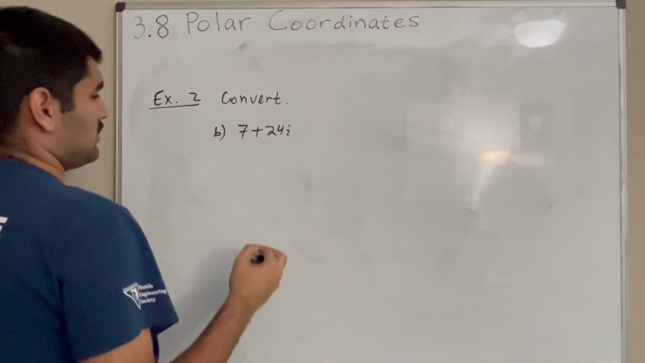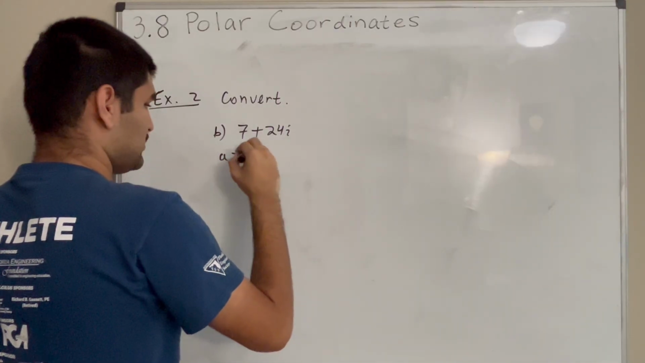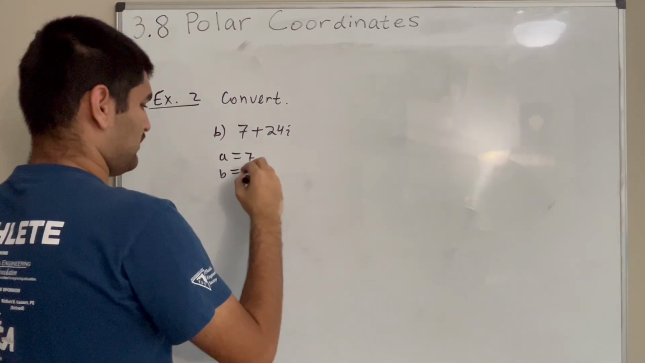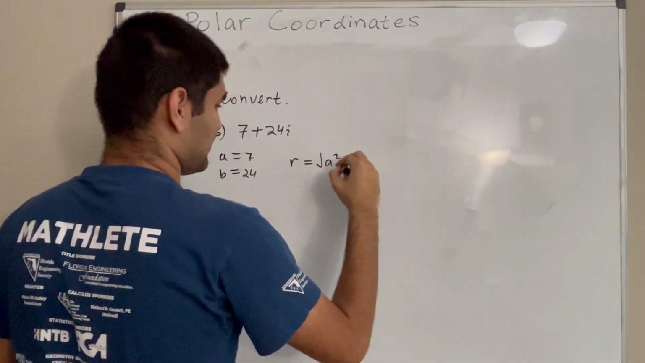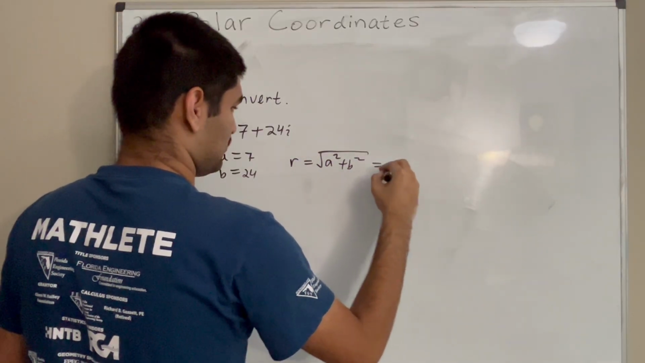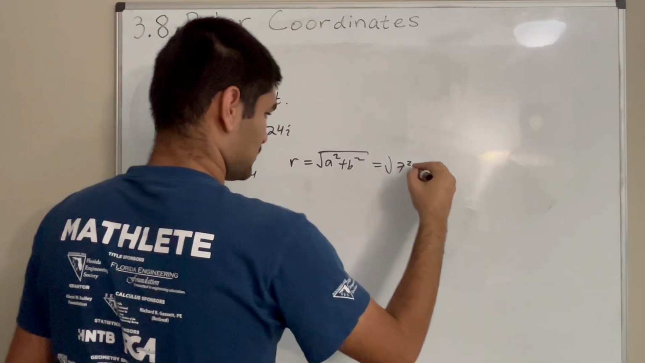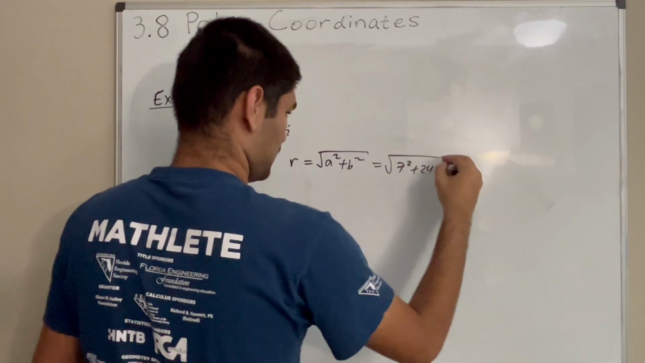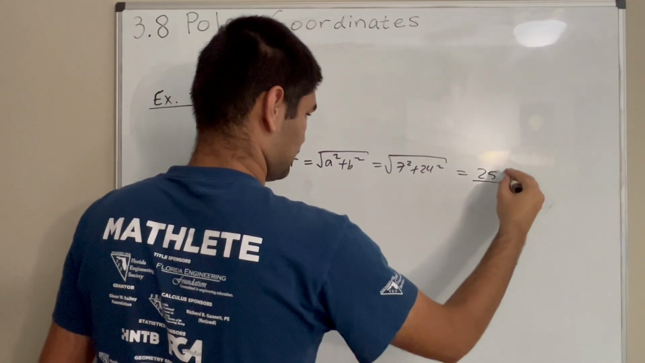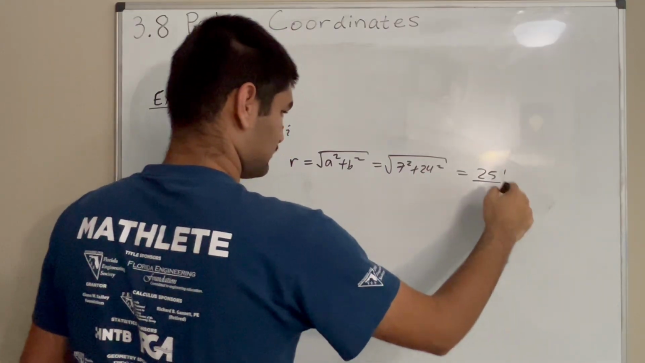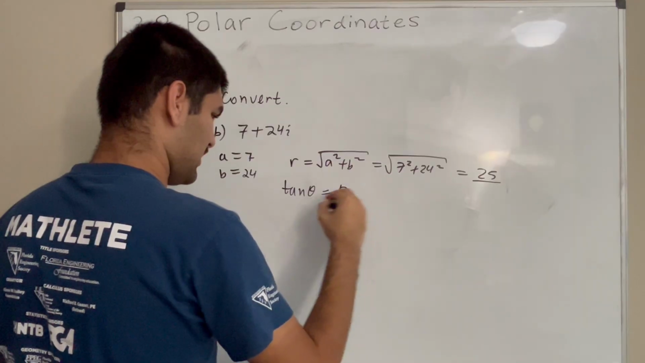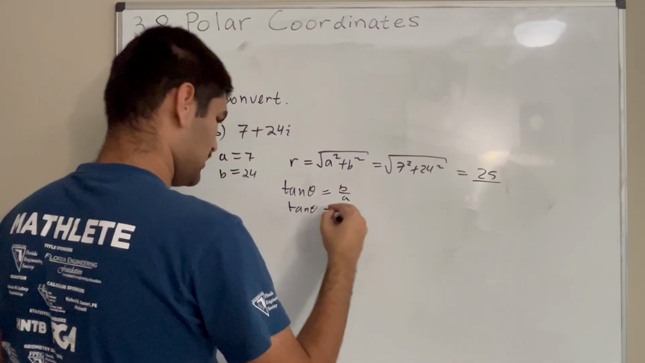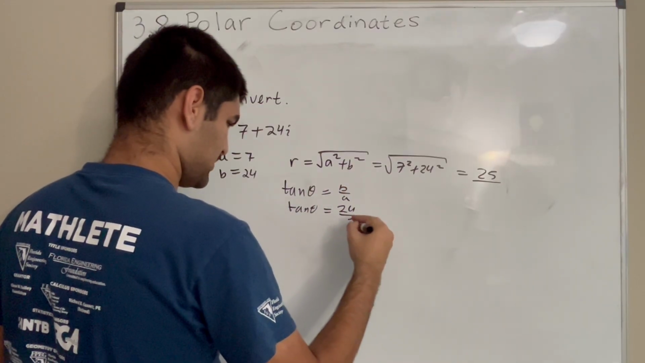Okay, so again, we know that a is equal to 7 and b is equal to 24. So r is equal to the square root of a squared plus b squared. So that's equal to the square root of 7 squared plus 24 squared, which is equal to 25. And then tangent of theta is equal to b over a, so we get 24 over 7.